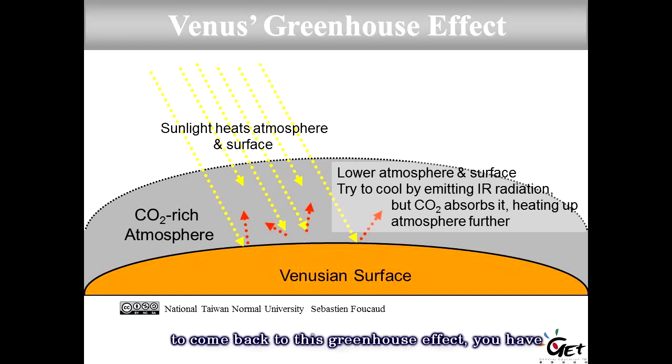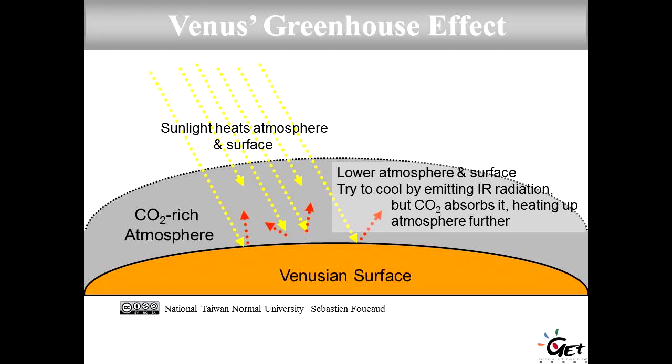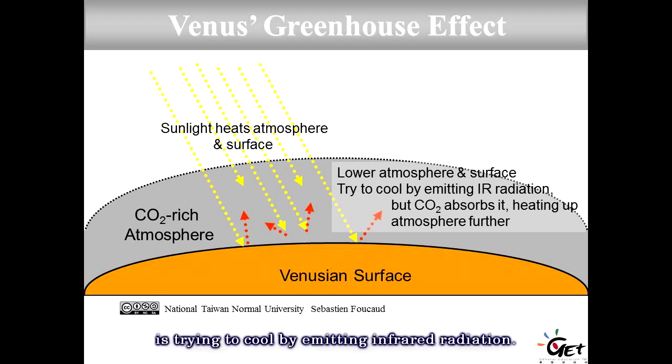So to come back to this greenhouse effect, you have the surface of Venus and then a CO2-rich atmosphere. So what's happening is that when the light is coming from the sun here, the sunlight hits the atmosphere and the surface. But as I mentioned several times, the surface is re-emitting the light in the form of infrared. So the lower atmosphere and surface is trying to cool by emitting infrared radiation. But as you have lots of CO2 in the atmosphere, it absorbs it and heats up the atmosphere further. And you have barely any radiation moving away from the atmosphere at all.